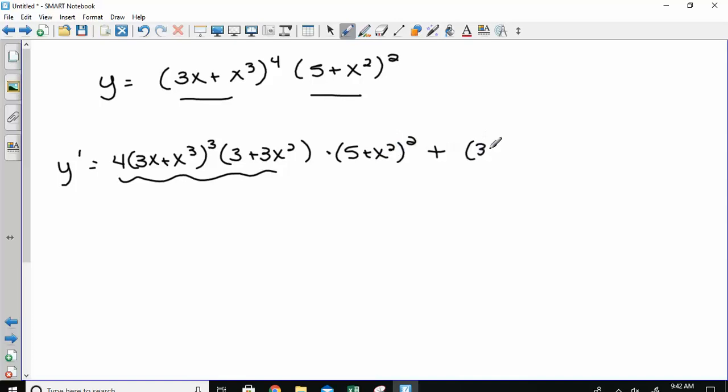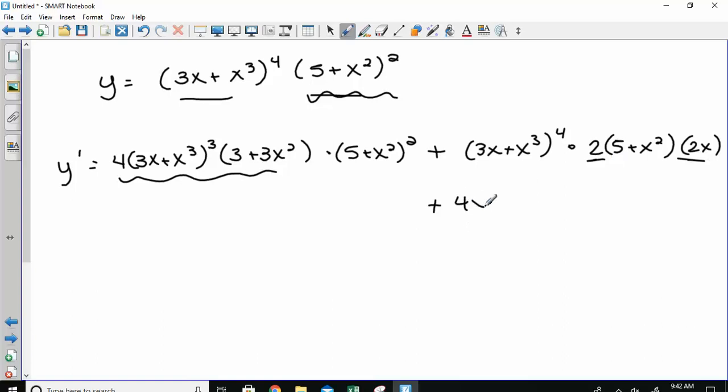plus the first times derivative of the second one. So the 2 comes down, inside stays the same, subtract 1 from the power times derivative of the inside, which is 2x. Are you done? No. At the very, very least, I would expect you to multiply this 2 times the 2x and put a 4x.